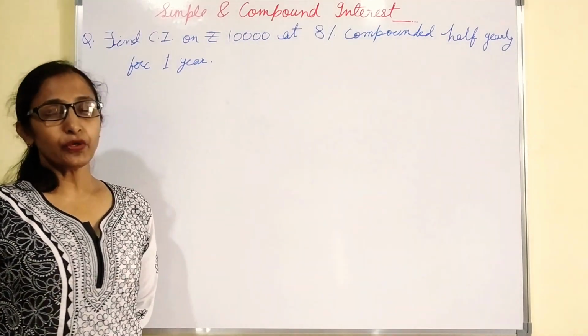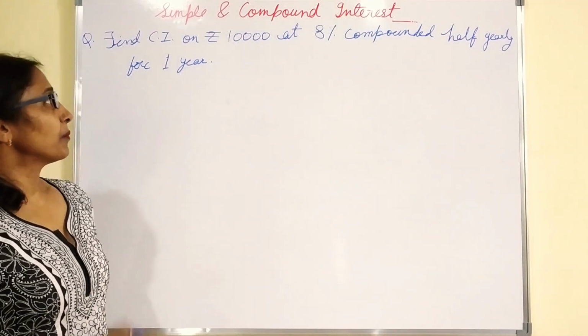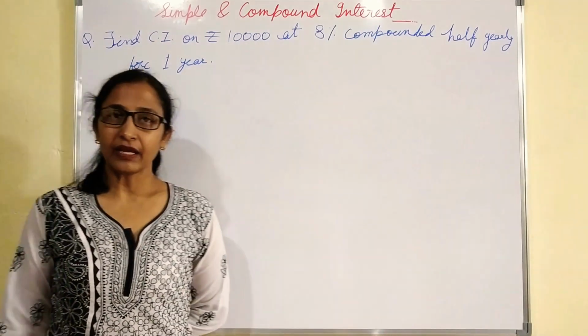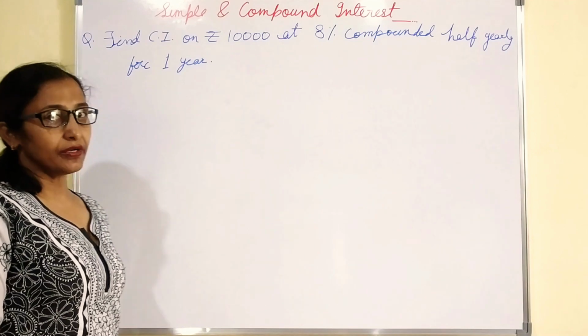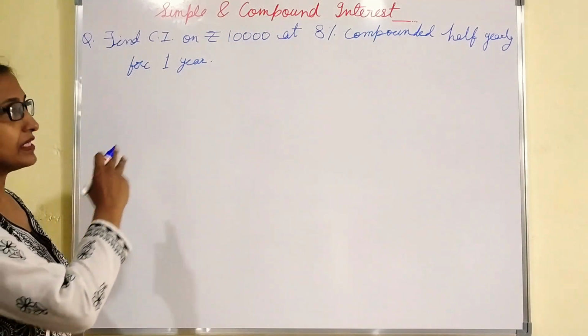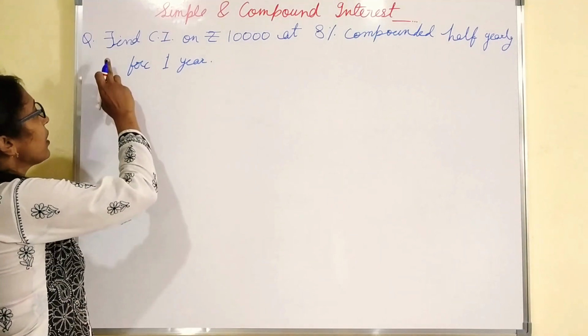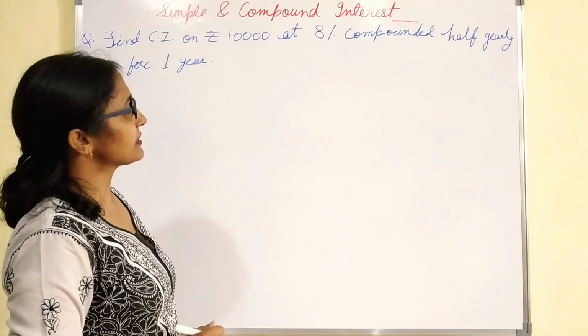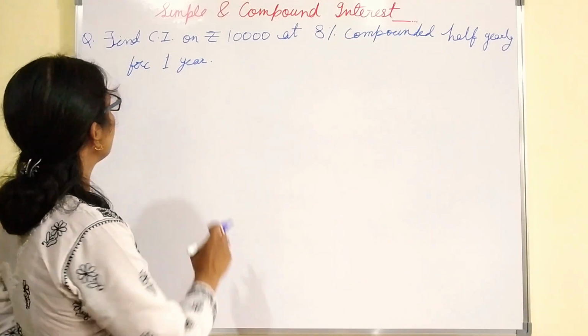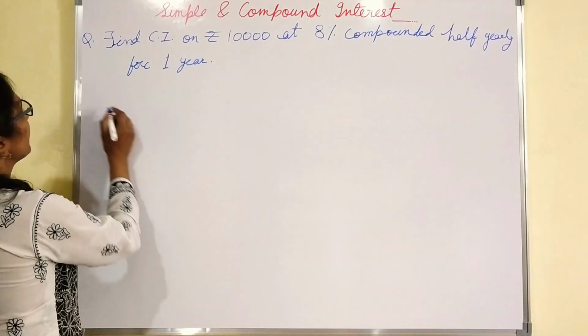So in the earlier video I explained comparing quantities, that is MRP, SP, CP, profit, loss, compound interest, simple interest. Now more questions based on compound interest. First, find CI on rupees 10,000 at 8% compounded half yearly for 1 year.